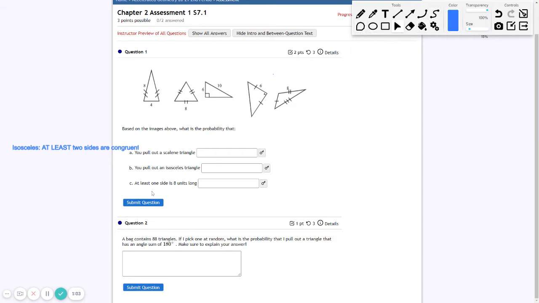And then lastly, at least one side is 8 units long. To clarify this one, what this means is one of the sides is 8 units long. It's not saying at least it's 8 units long. We're talking about one side. Just at least one side has to be 8 units long.